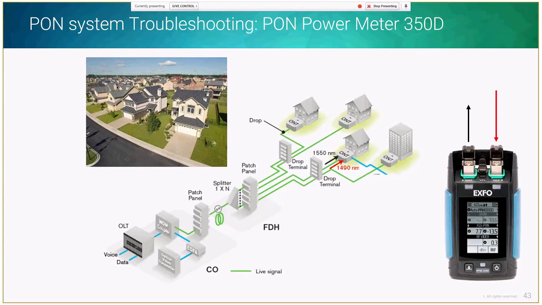So if you are an operator, if you are a contractor, you have people working for you that go to the field and they're not sure what they're going to measure. With something like a PON power meter 350D, they will be able to measure everything, and you are sure that they are always measuring the right value. So it's consistency and as well accuracy in terms of measurement.